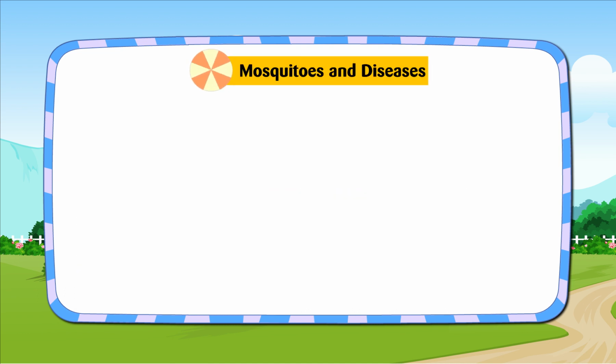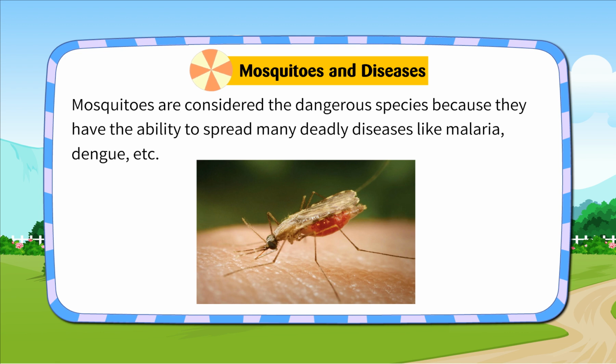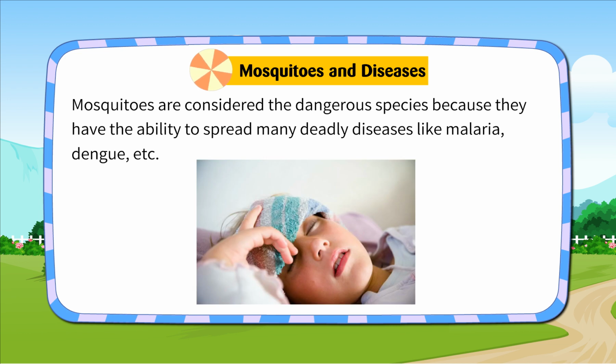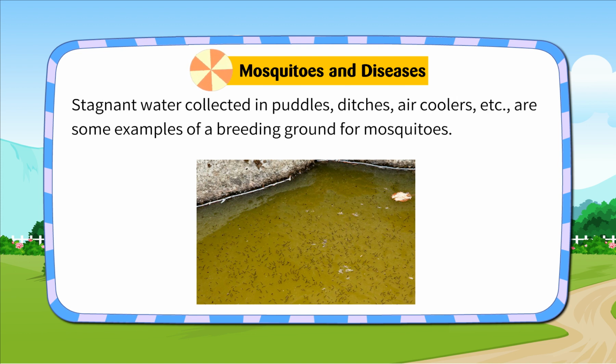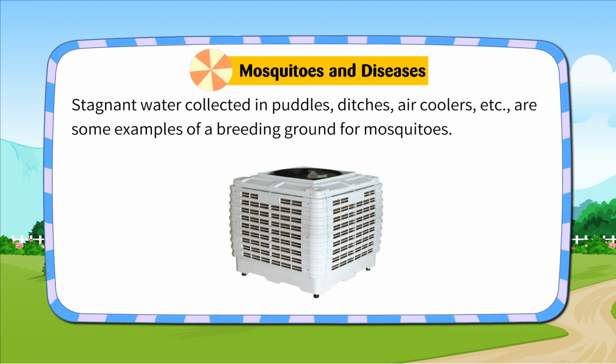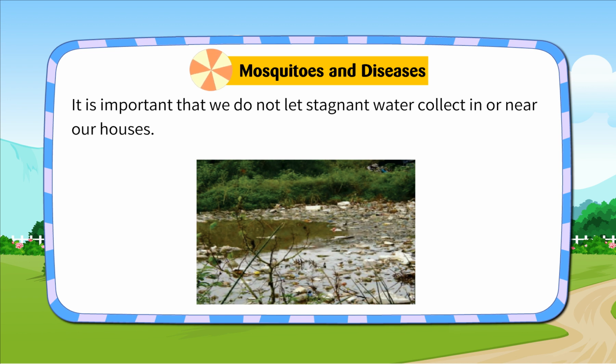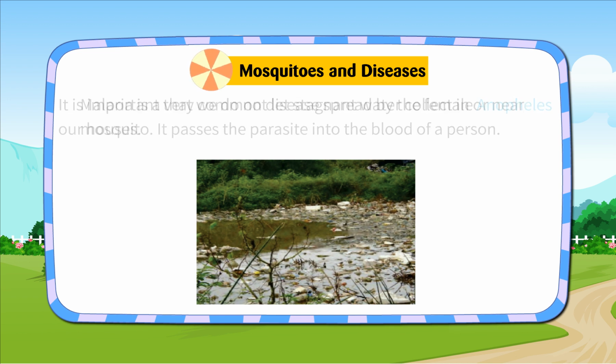Mosquitoes and diseases. Mosquitoes are considered the dangerous species because they have the ability to spread many deadly diseases like malaria, dengue, etc. Mosquitoes do not live in water, but they lay eggs in stagnant or still water. Stagnant water collected in puddles, ditches, air coolers, etc. are some examples of a breeding ground for mosquitoes. It is important that we do not let stagnant water collect in or near our houses.